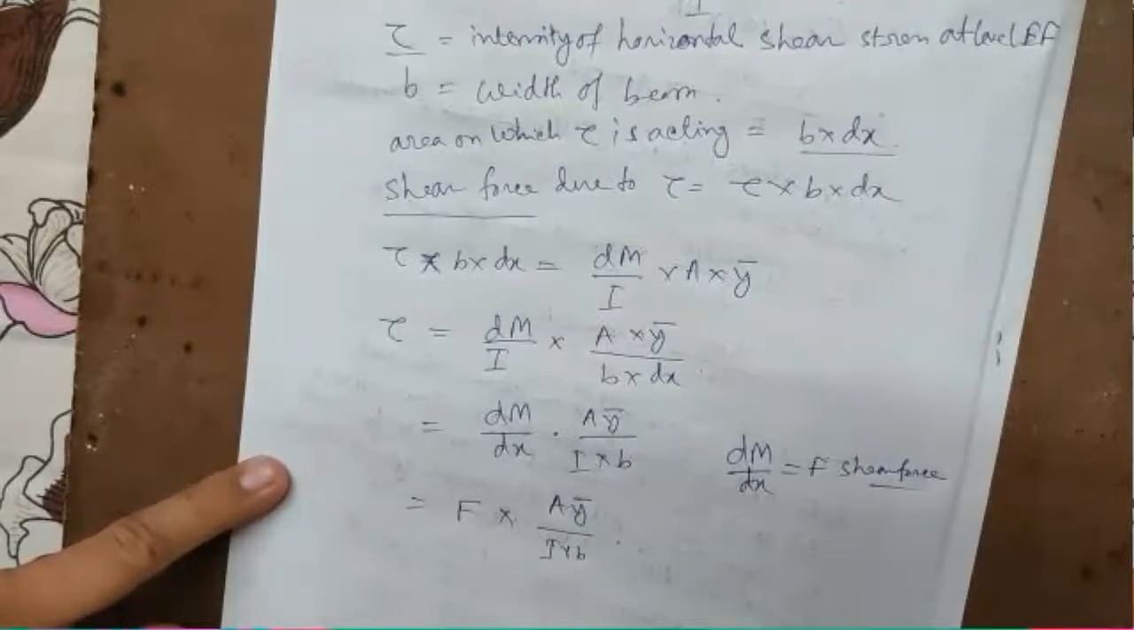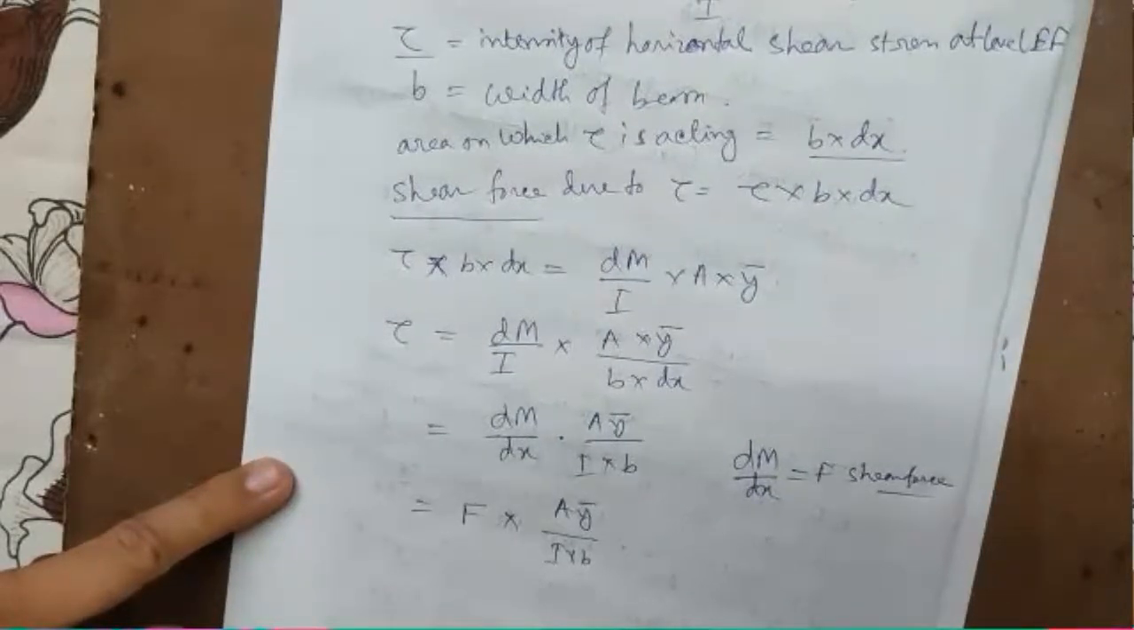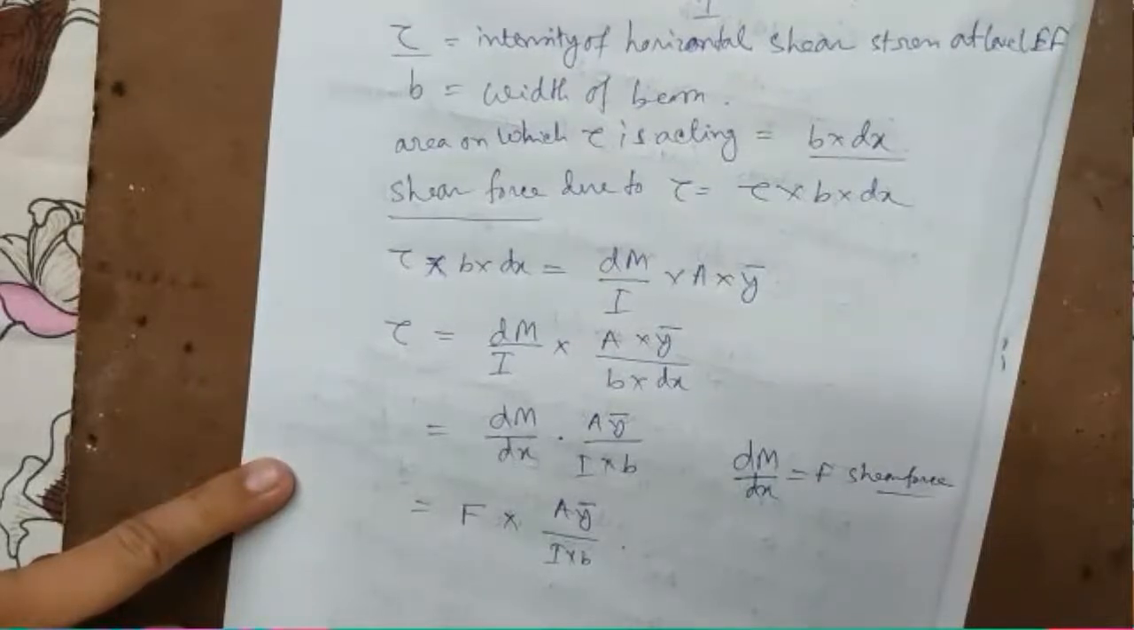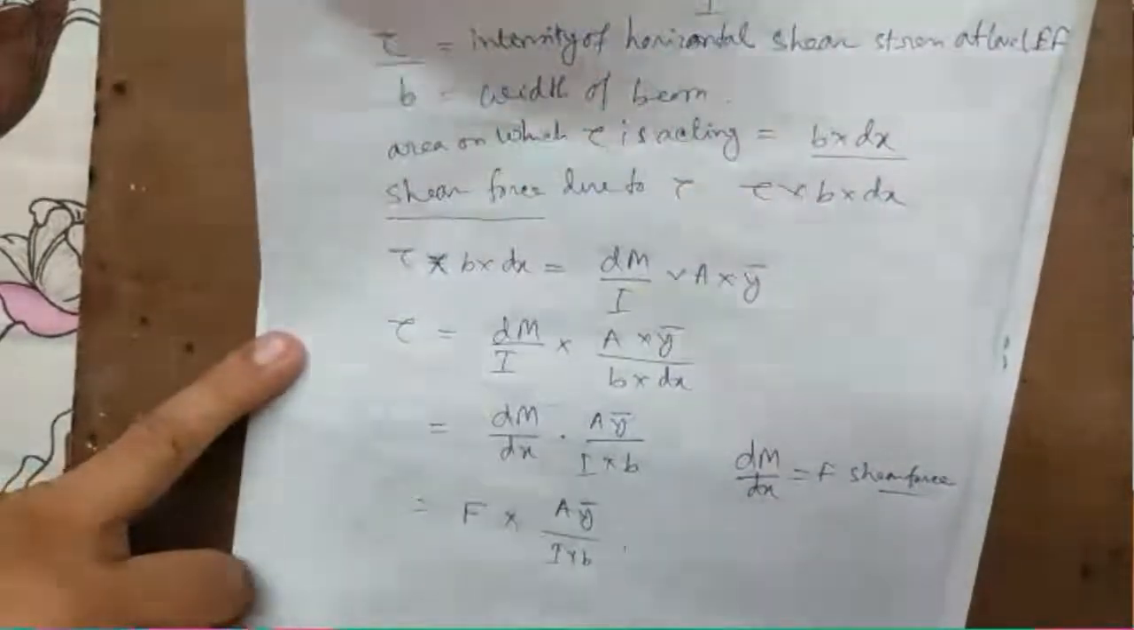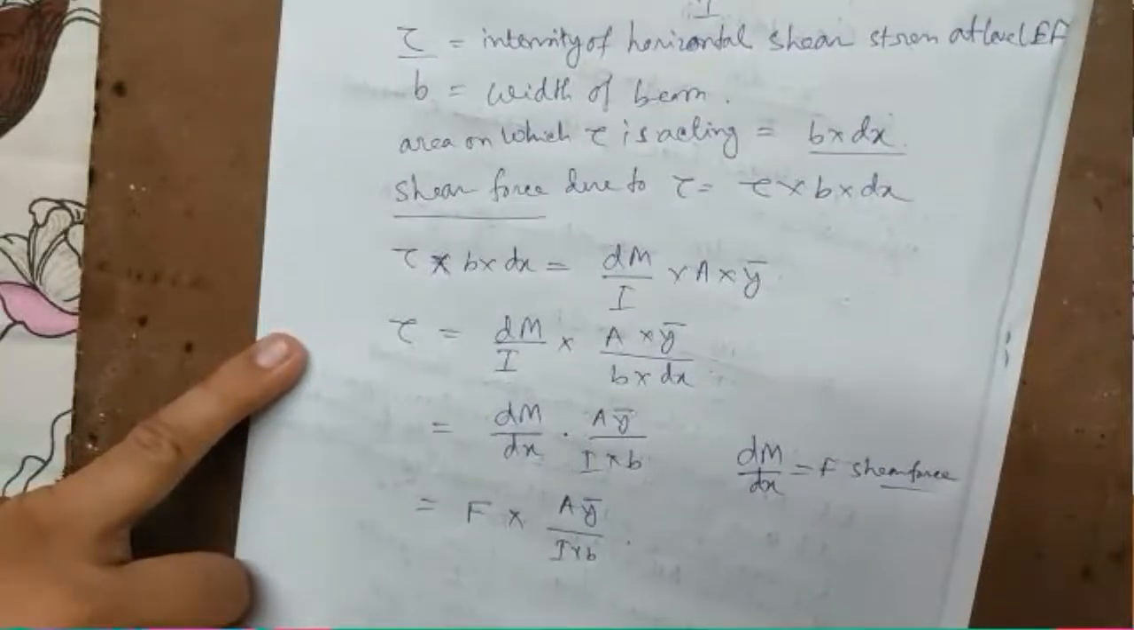But by the principle of complementary shear, the horizontal shear stress is accompanied by a vertical shear stress tau of the same quantity. Sometimes this A into y bar is also expressed as the moment of inertia of area A about the neutral axis. Sorry, this is not moment of inertia, this is a single-time moment. So we can say this is the moment of area A about the neutral axis.